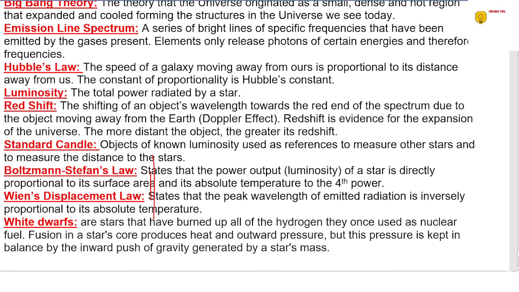Now, in my part 1 video, I talked about the type 1a supernovae, which I said is a result of a white dwarf when it implodes or explodes at the end of its life. So these stars, when they've burned up all the hydrogen used as nuclear fuel, the fusion in the star's core produces heat and outward pressure, but this pressure is kept in balance by the inward push of gravity generated by a star's mass. So this is not in your syllabus, but it's part of the formation of a type 1a supernova.